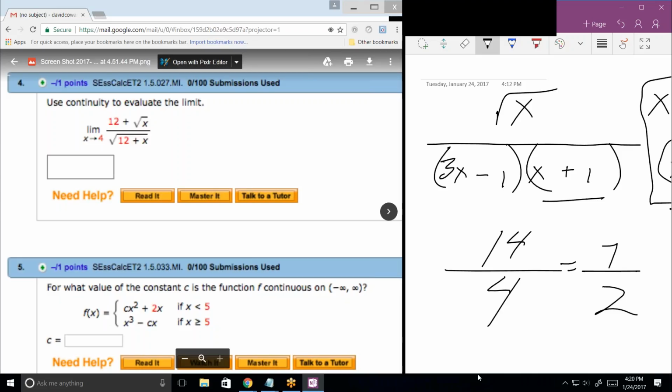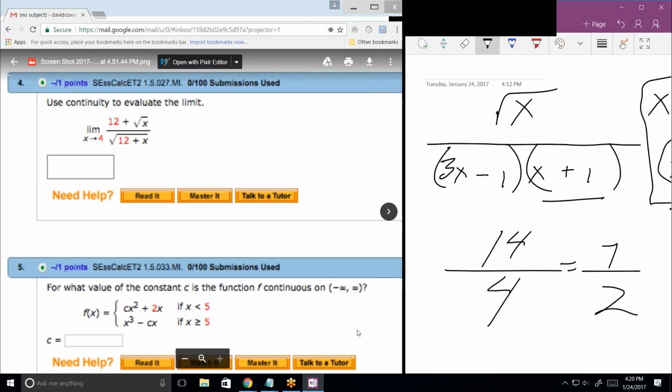They puzzle me a little bit by what they mean by use continuity. I guess using continuity is the same as using substitution. I don't think I need to do anything other than substitution here. In other words, we do not get 0 over 0, so substitution is a perfectly fine way to find the limit. Okay, did 7/2 work?